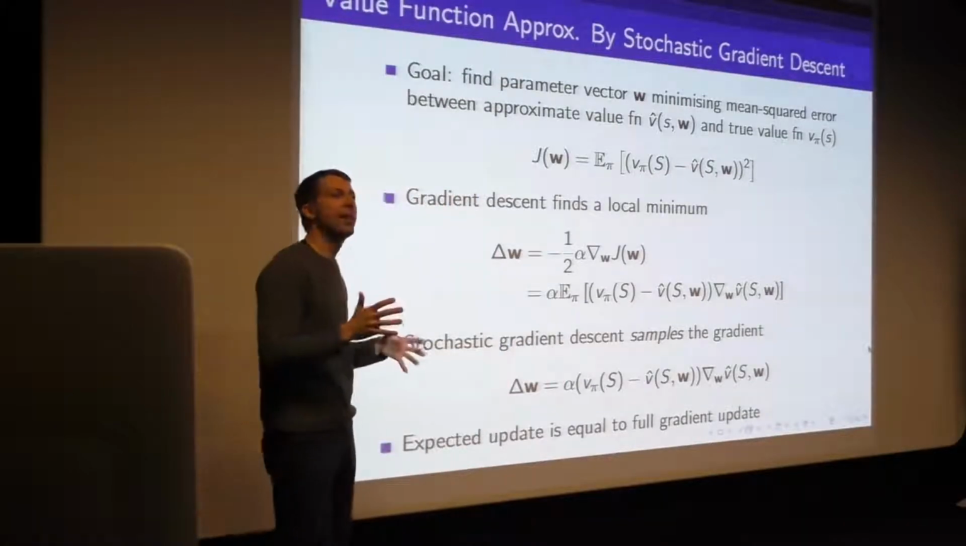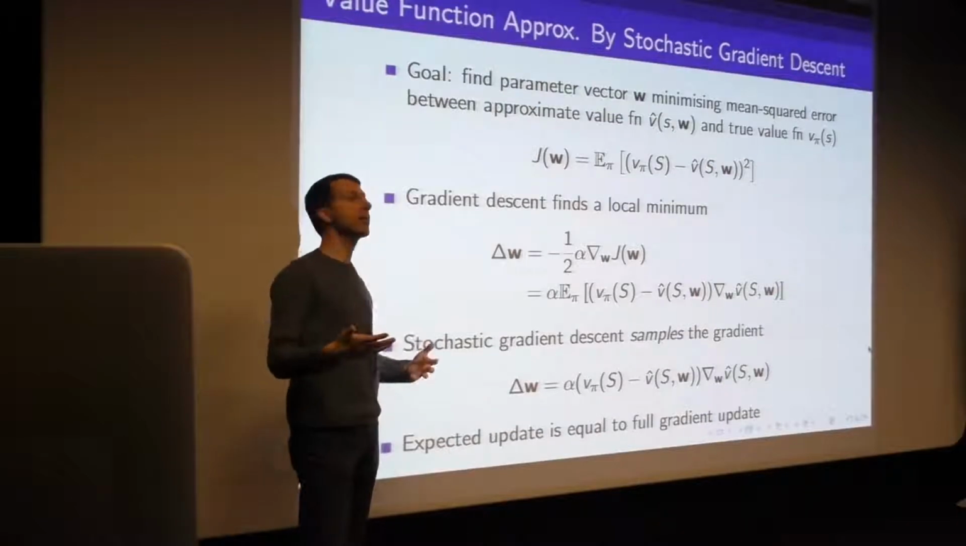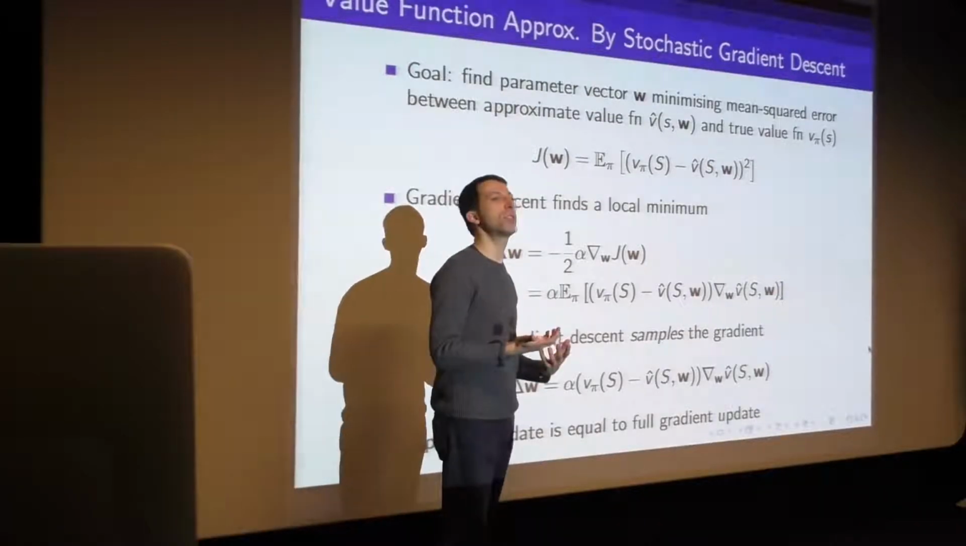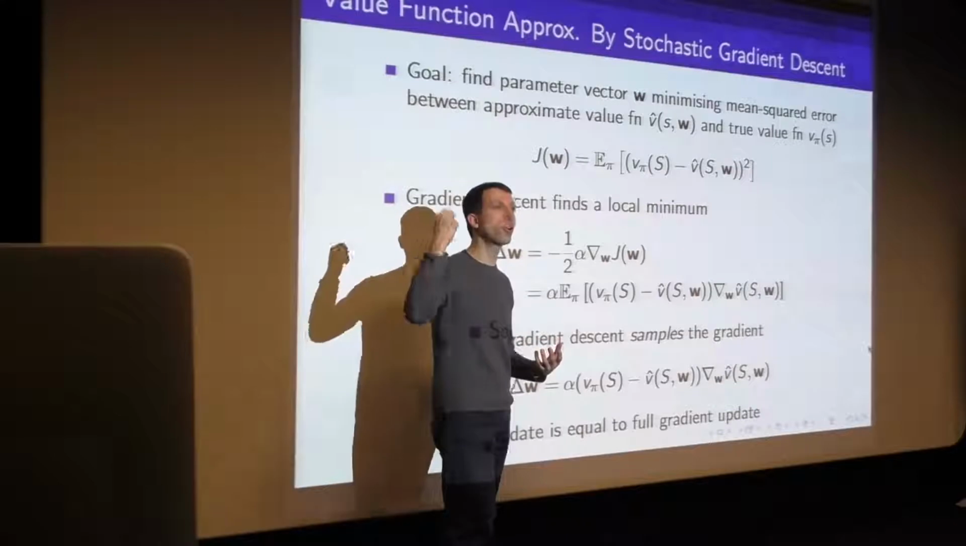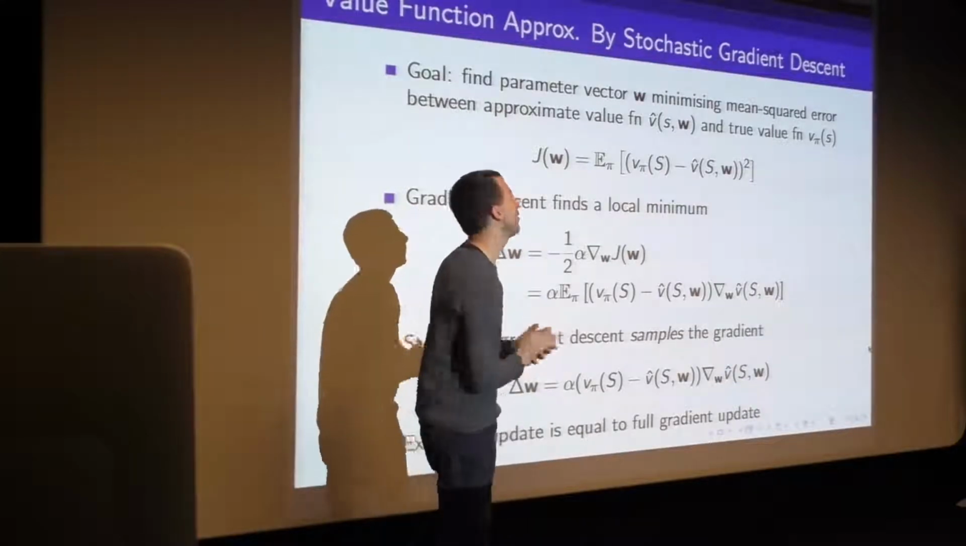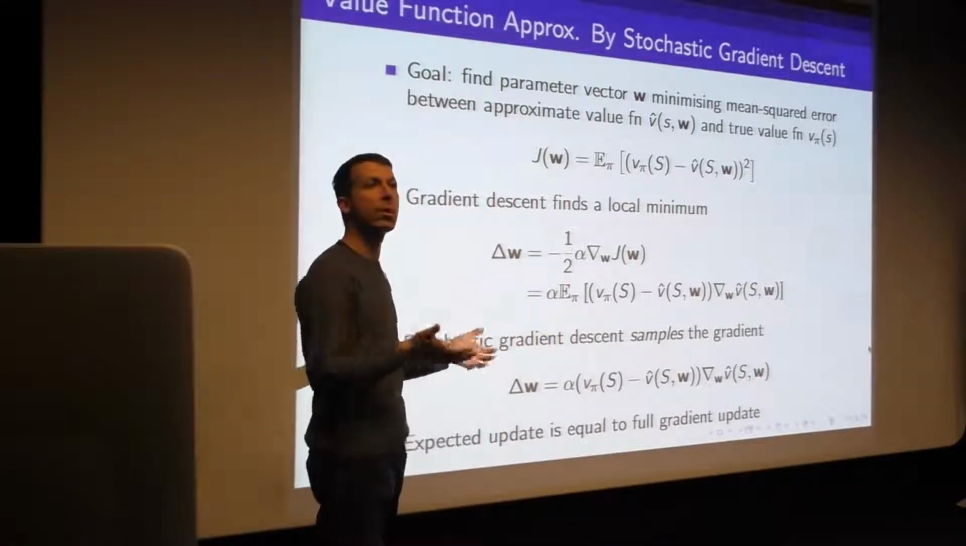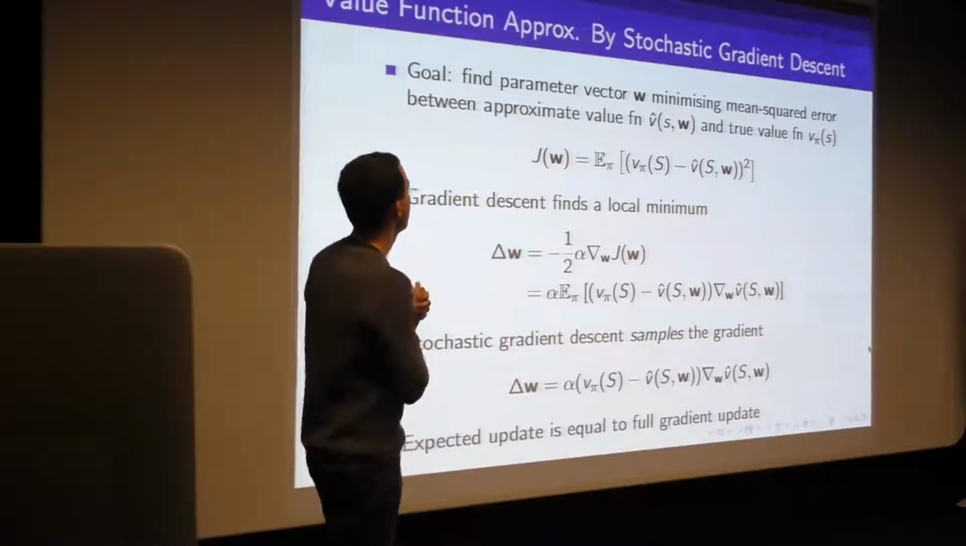So for this slide, let's imagine that someone tells us v pi. Let's imagine we're doing supervised learning for a minute. Let's imagine there's an oracle that says, here's the correct value for v pi. So what would it look like? What would our algorithm look like?